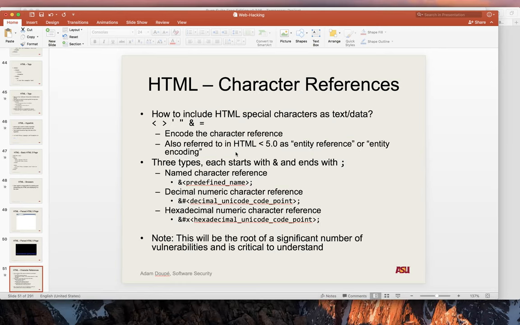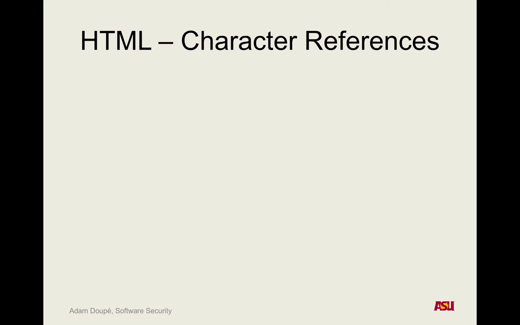Now, and this is another thing that's key, just like we looked at with URIs, we needed some way to encode special characters like the colon and the question mark and the ampersand and the equal sign to be able to include those as data.